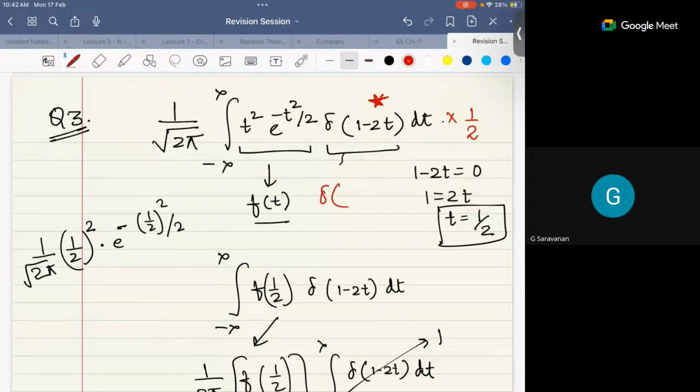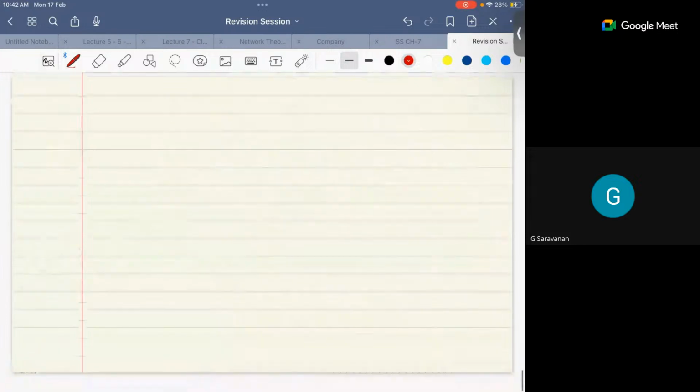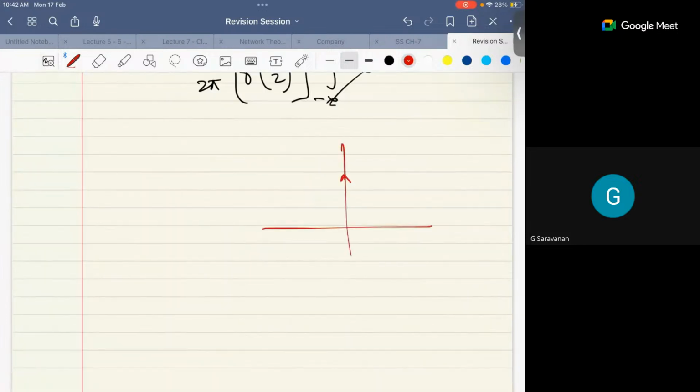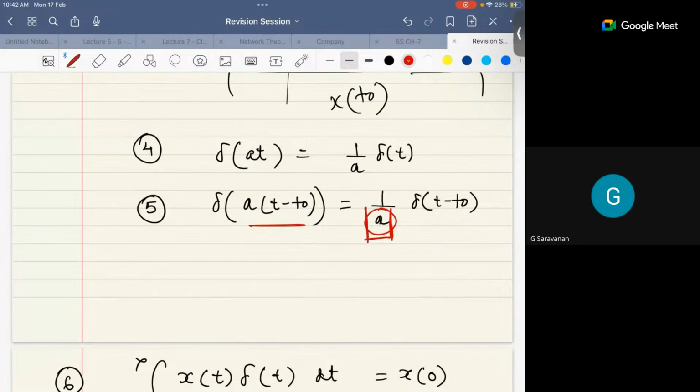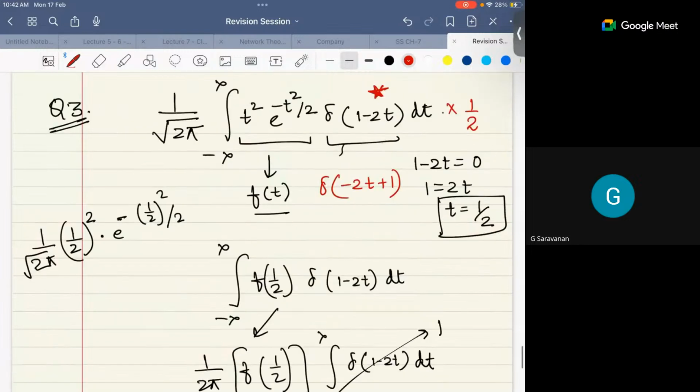If you are writing delta of minus t plus 1, could that be minus 2? No, see, delta is an even function. You write delta of t or delta of minus t, both are the same. That's a property. So here you divide by mod of a. Whether it's a or minus a, it will be mod of a, so both will be the same. So here you just divide by 2 also.